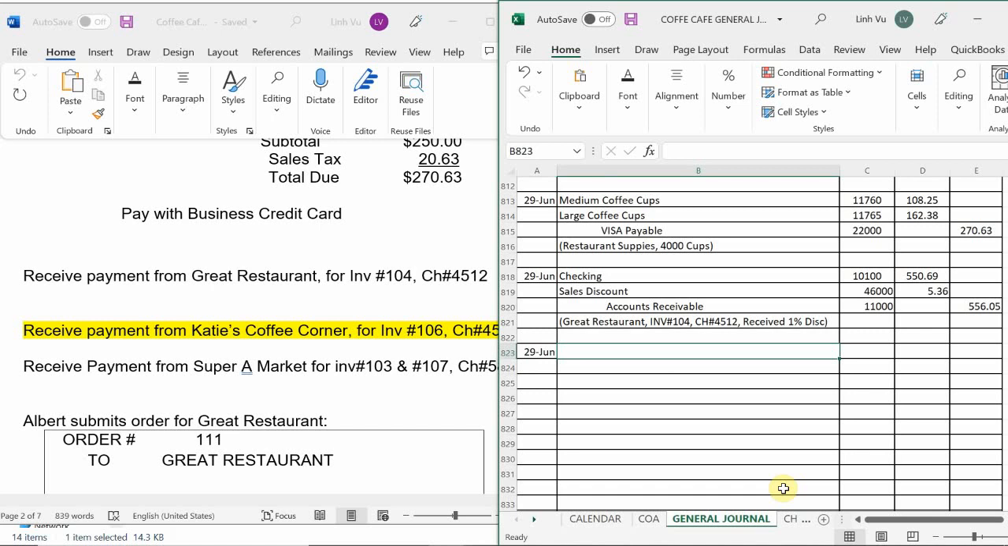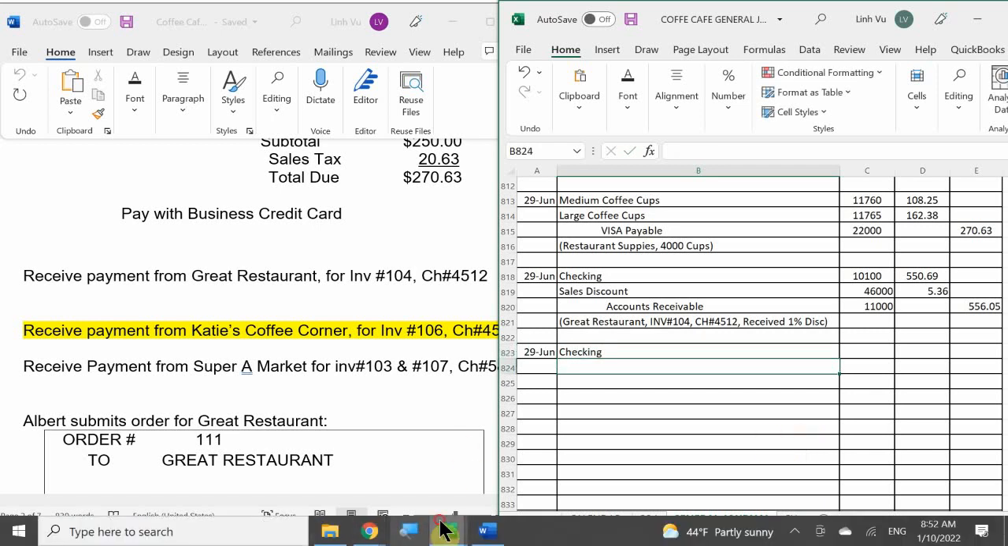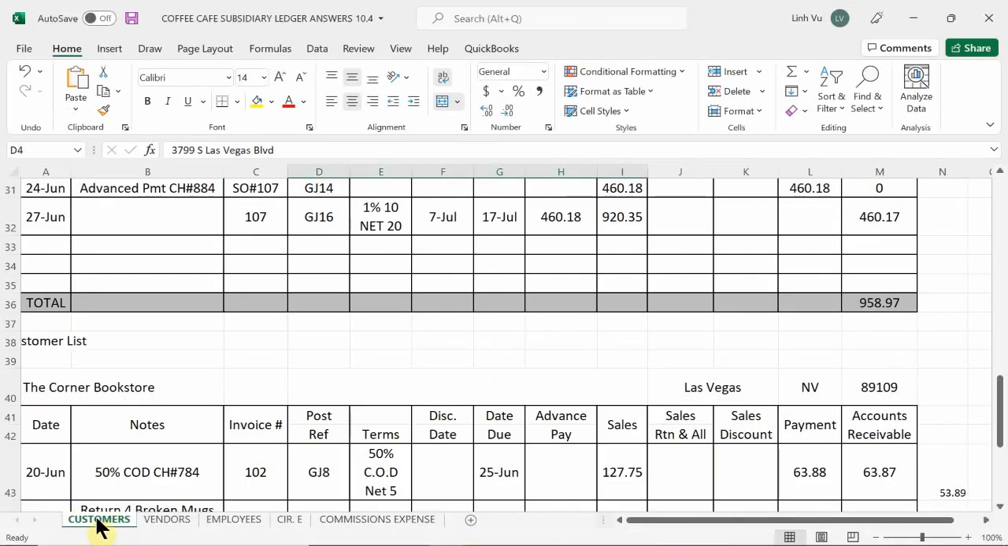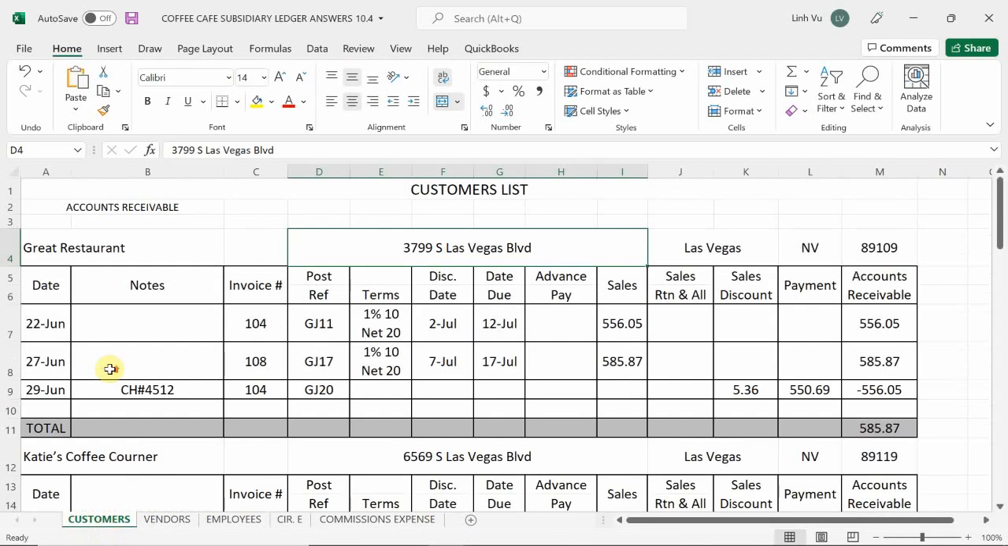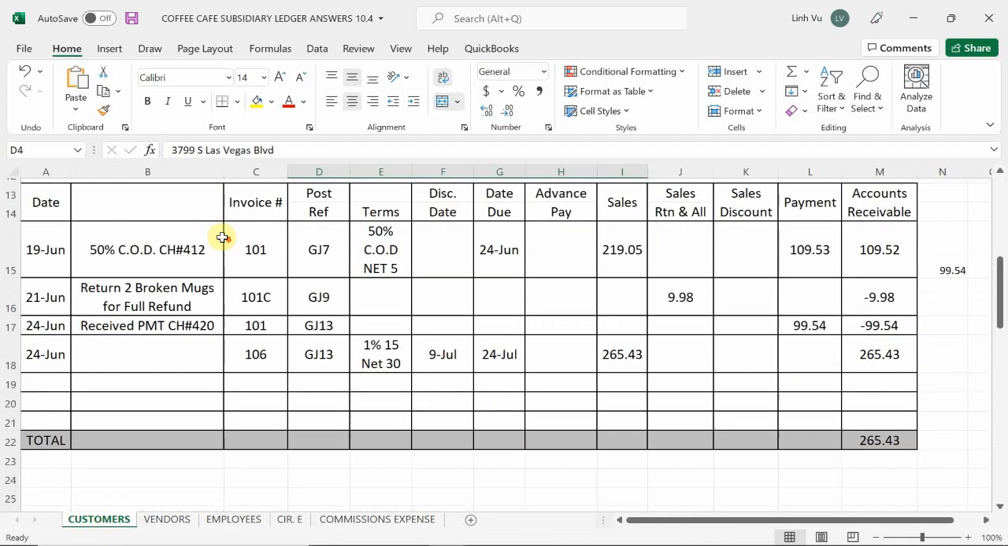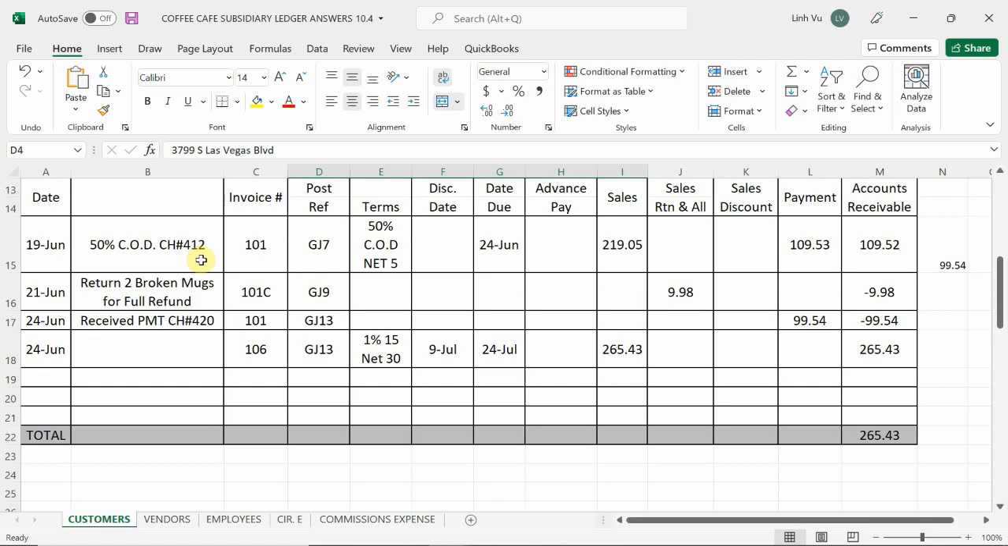Debit checking and credit accounts receivable. Okay. Now, how much does Katie owe me? We look into the subsidiary ledger. So we're going to take a look at the subsidiary ledger, customers, and we're looking at Katie. Now, let's see. Katie is paying for 106 because that's what she owes for invoice number 106.